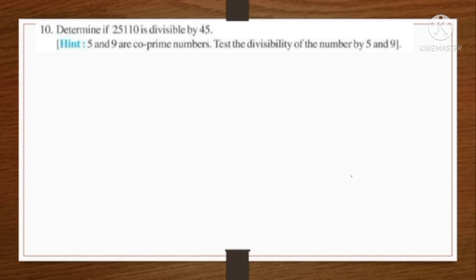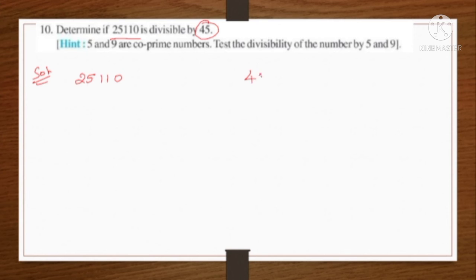Next, moving towards sum number 10. Determine whether 25,110 is divisible by 45. Hint: 5 and 9 are co-prime. Test the divisibility of numbers by 5 and 9. So we have to determine whether the number 25,110 is divisible by 45 or not. So consider the number 45.